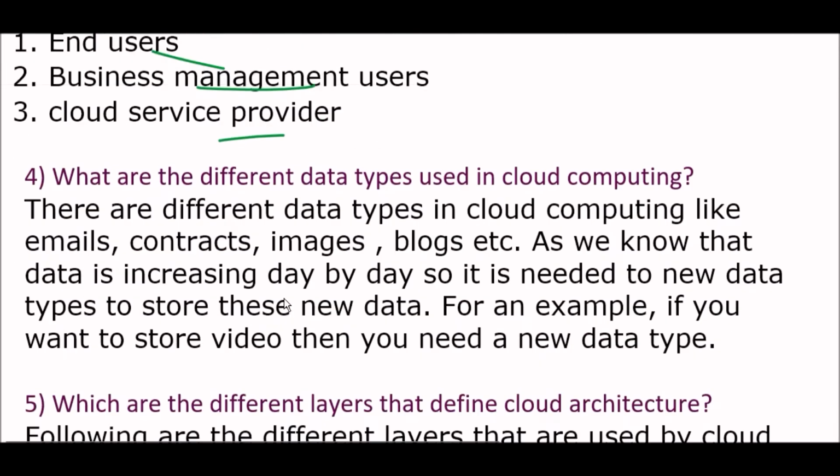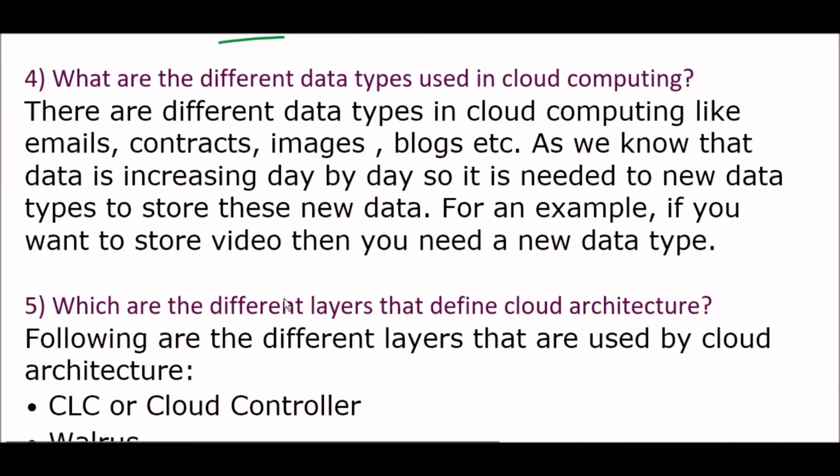Okay. Next question. What are the different data types used in cloud computing? The answer is, there are different data types in cloud computing like emails, contracts, images, blogs, etc. As we know that data is increasing day by day, so new data types are needed to store this new data. For example, if you want to store video, then you need a new data type.